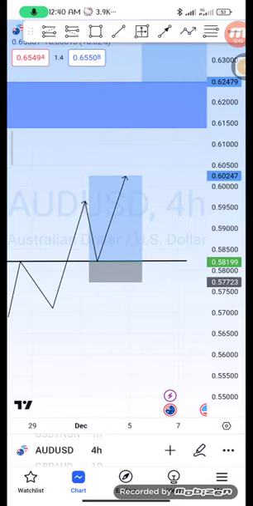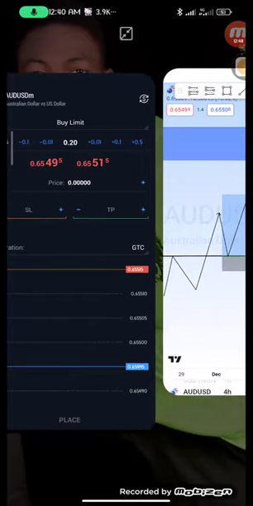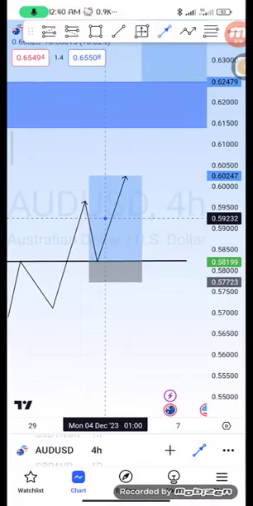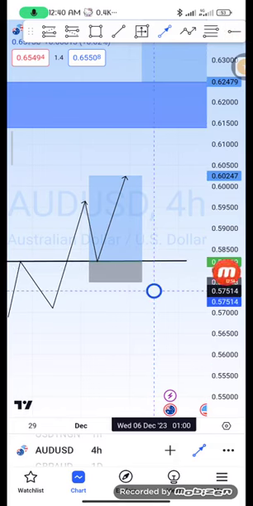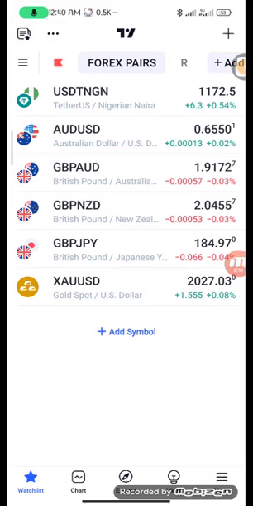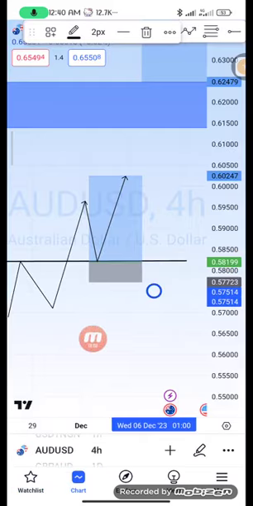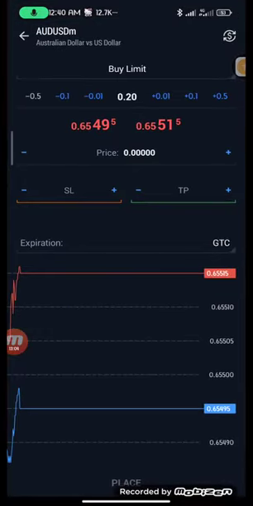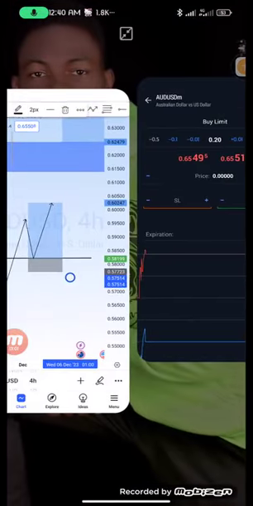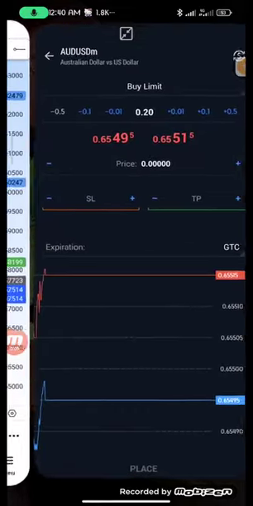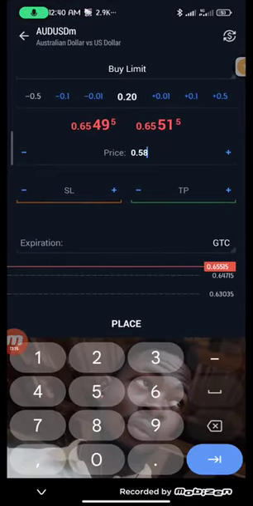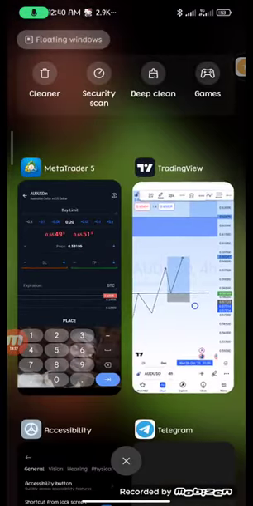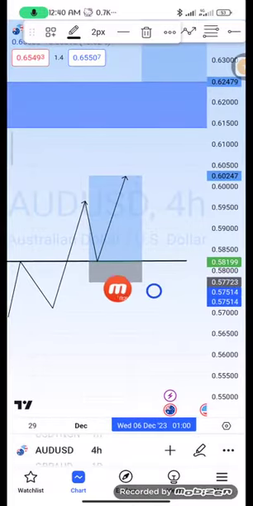So all I will have to do is go back to my MT5 and input this value here, this green value, and I will input it in my price here. That's 0.58199, and my stop loss, like I said before.